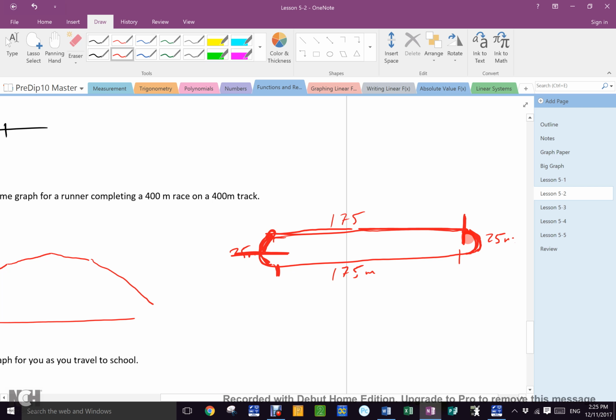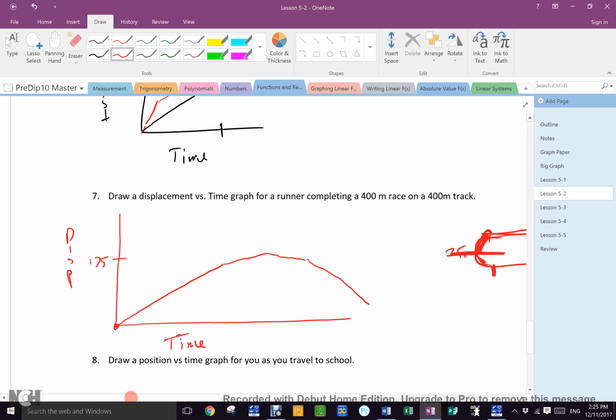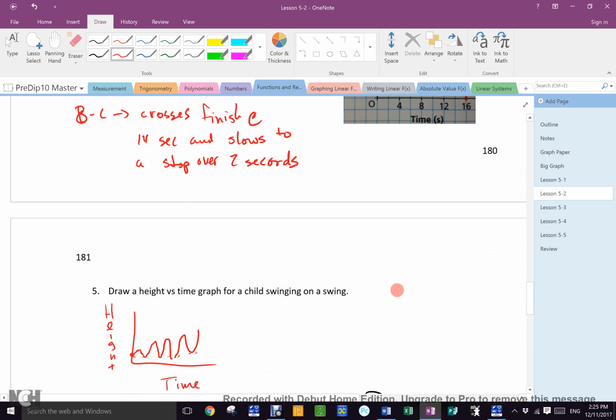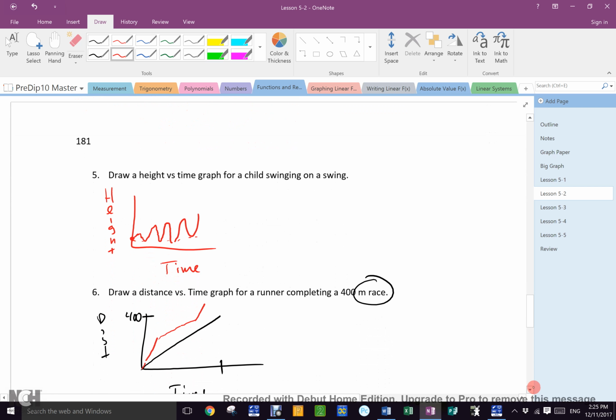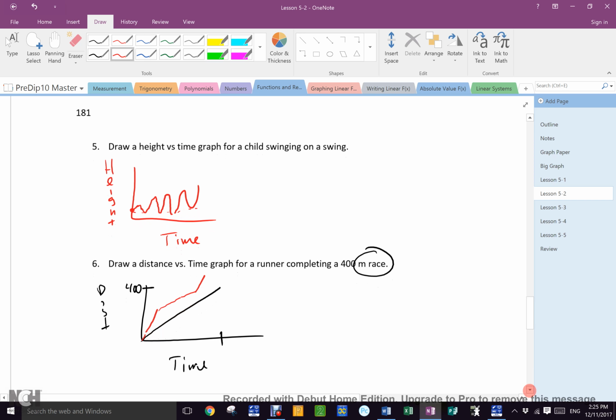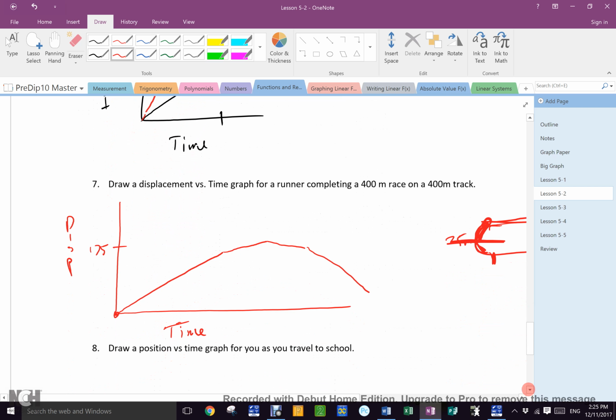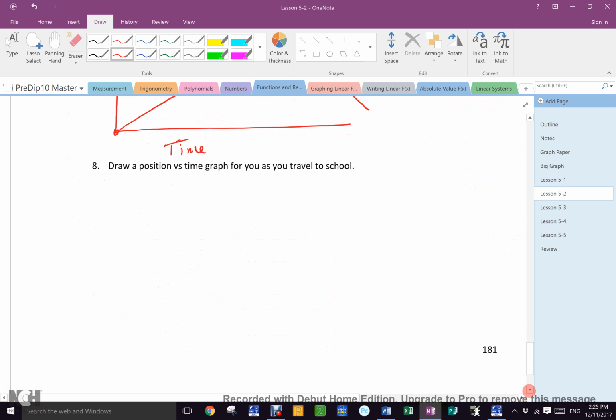It matters on the shape of the track. The point I'm trying to make is it is not this. And shape matters. What if the track was a perfect circle? It doesn't matter where you start. Absolutely. And your distance is always going to be the same, right? A perfect circle is like a straight line almost. Excellent. So if it was a square track, it would be like this. Yep. All right, next question.